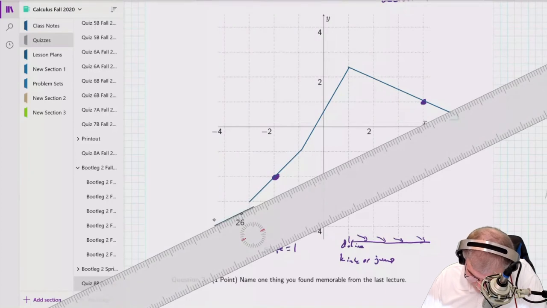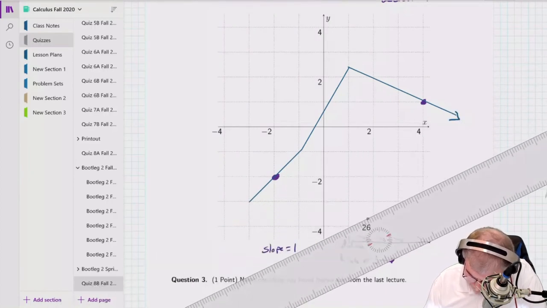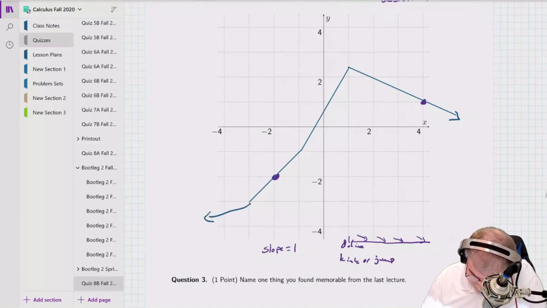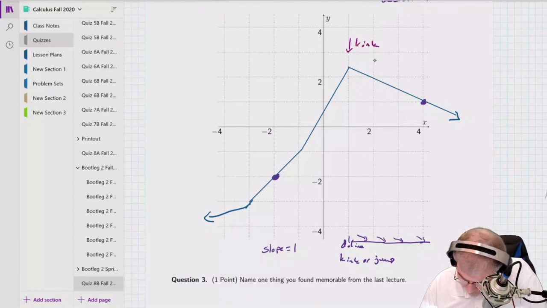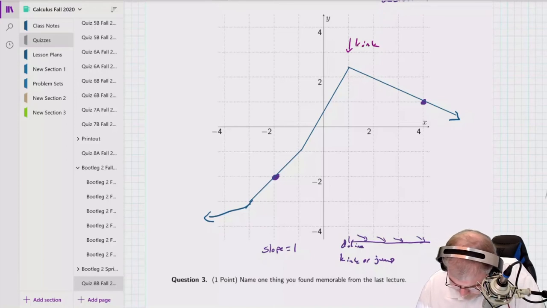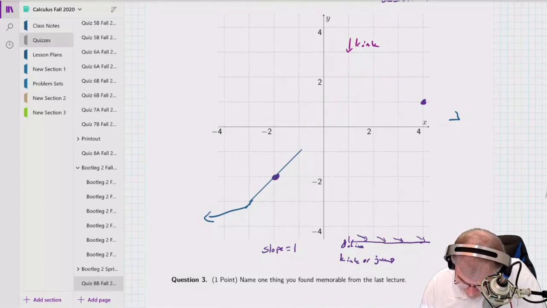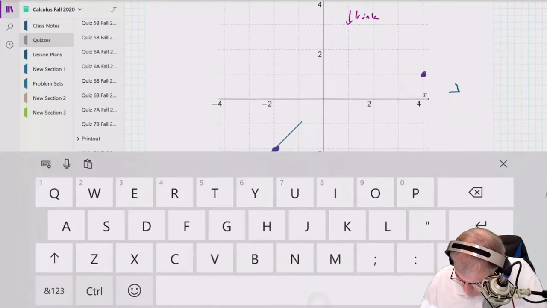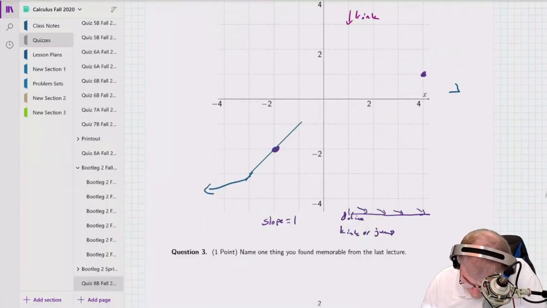I don't care. All right, I'm going to write the word kinky here. Don't mean to violate the vertical line test there. Kind of am. All right, well, I don't care. It doesn't have to be that straight. There we go.